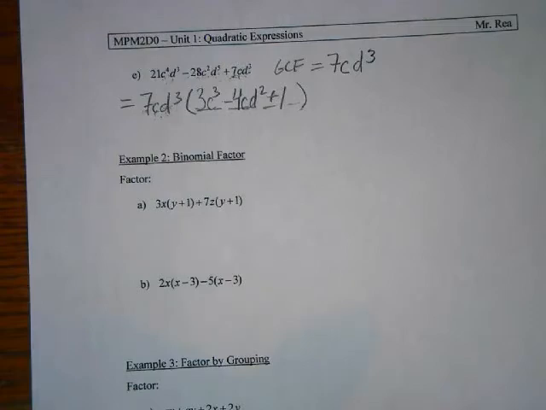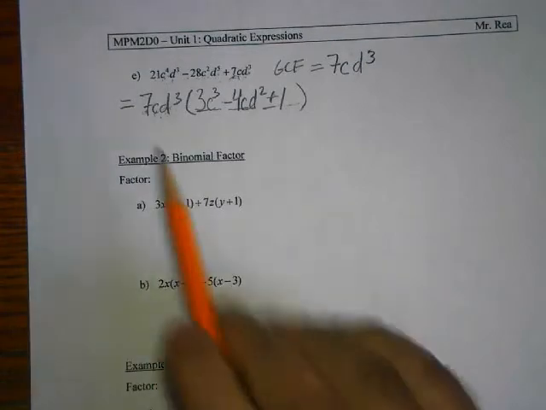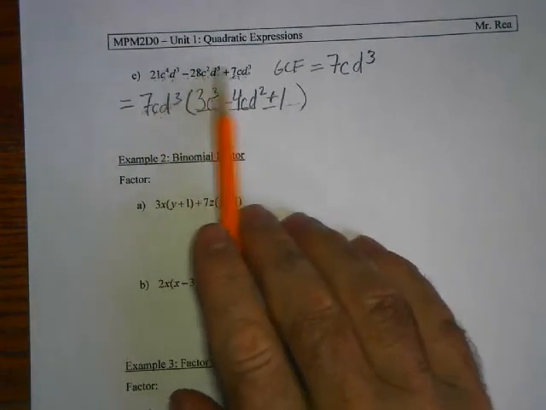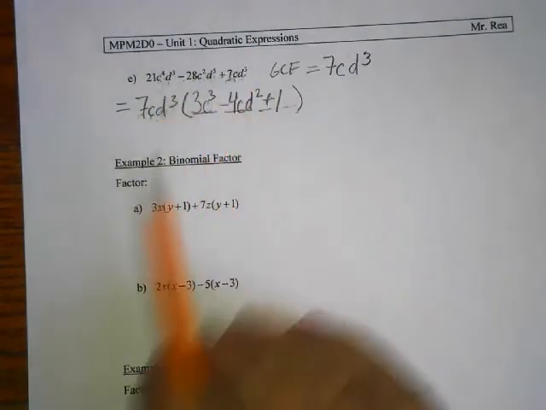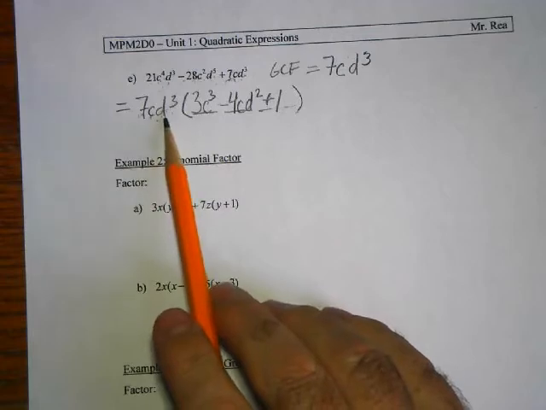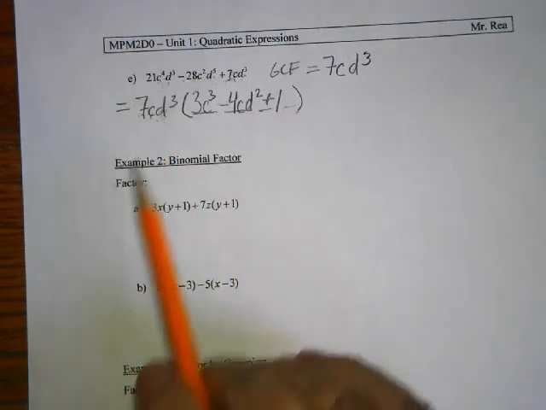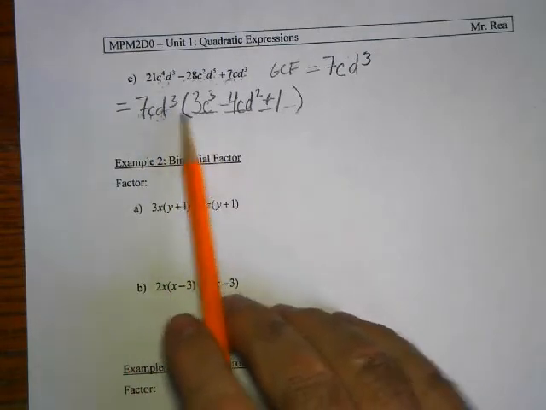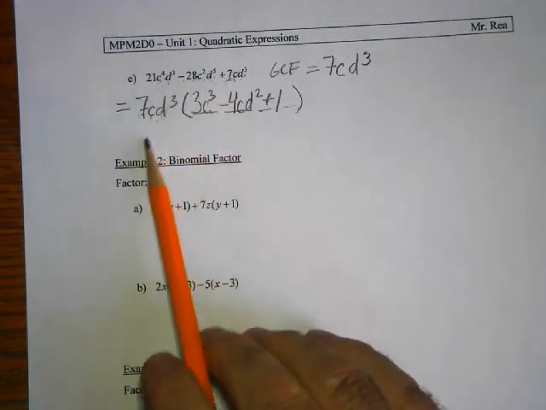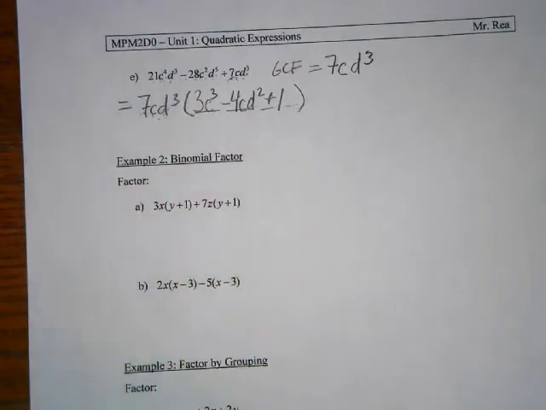Look at the number part first, find the biggest number that goes into all the number parts, then look at each variable. In order for a variable to be in the greatest common factor, it has to be in all of the terms of the question. And then it's just a matter of figuring out what's the degree.